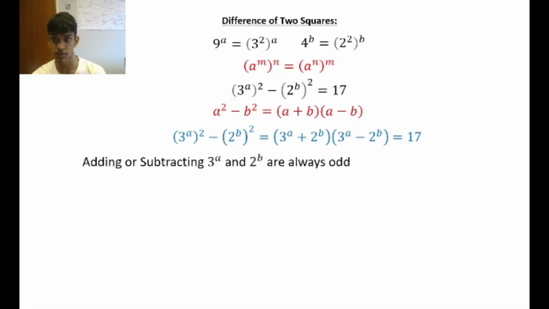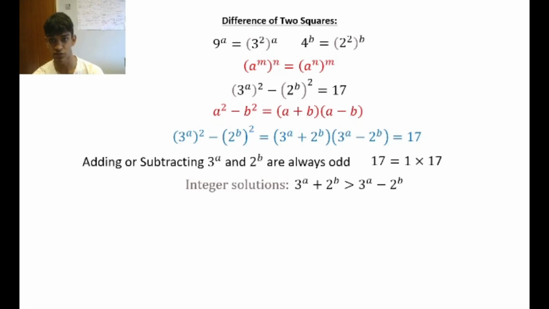So now we have to consider what we can do with the 17. 17 is a prime number, so it only has two factors, which is 1 and itself. And this is essential because we can simply relate 3 to the power of a plus 2 to the power of b and 3 to the power of a minus 2 to the power of b with the factors of 17. So 17 is 1 times 17, which is quite easy to remember.